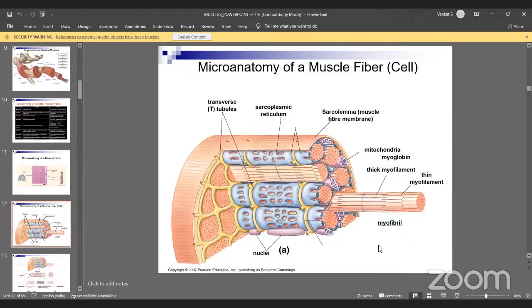The next one, the microanatomy of a muscle fiber, the cell. Observe the transverse tubules, sarcoplasmic reticulum, then sarcolemma, the muscle fiber membrane, and mitochondria, myoglobin, and then the thick myofilaments, the thin myofilaments and myofibril. This is one of the nuclei.